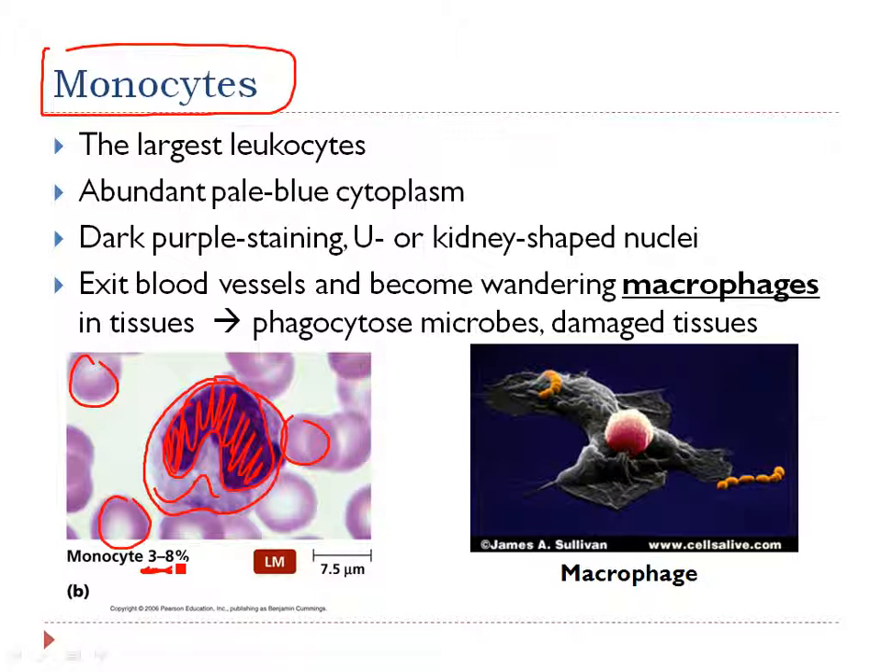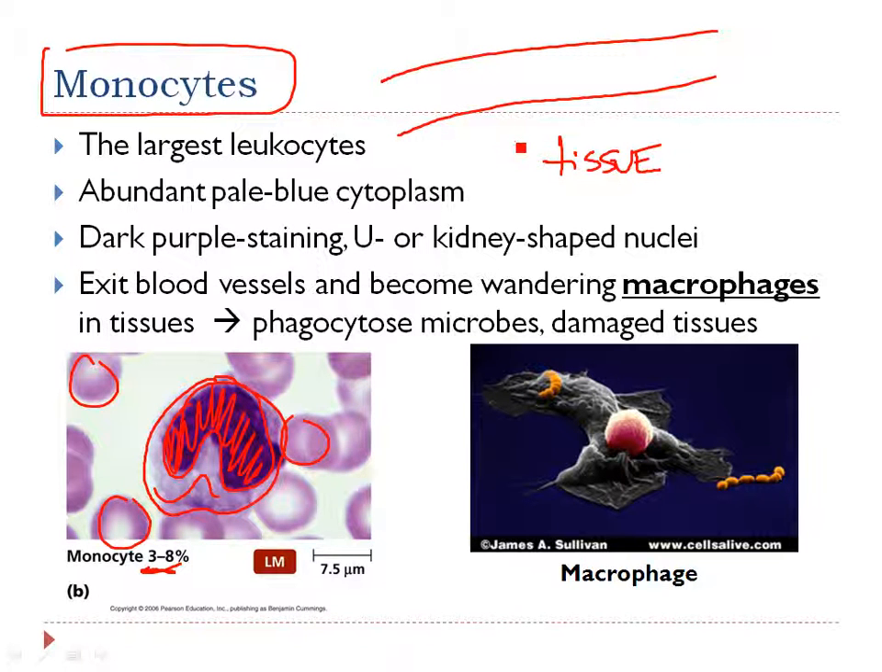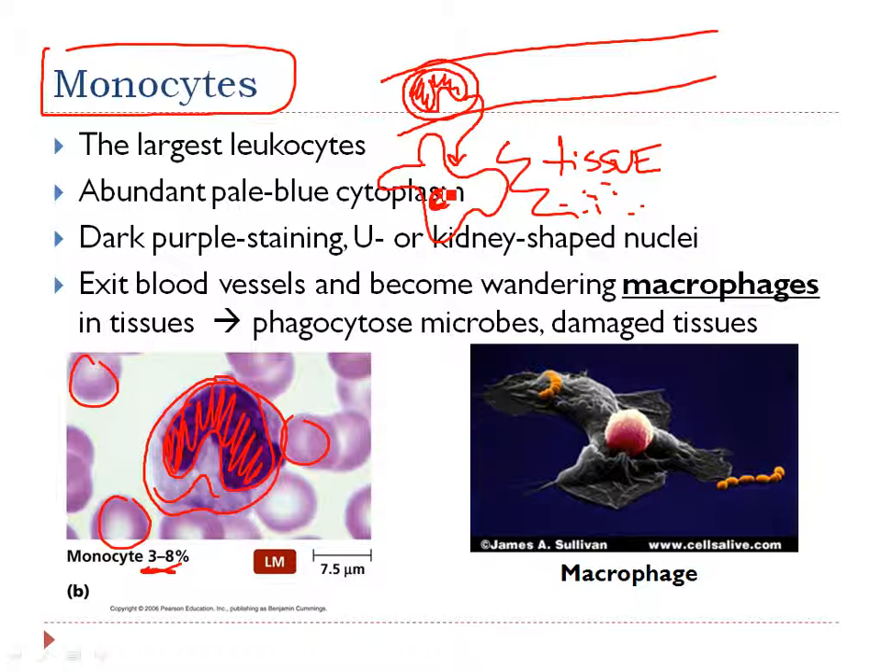These are kind of interesting cells because, all right, let's say we've got a blood vessel here, and here's a tissue over here, and let's say this tissue is damaged and or you've got an infection going on. In your bloodstream, a monocyte is a monocyte. When they undergo diapedesis and get into tissues, they convert into cells that are called macrophages.